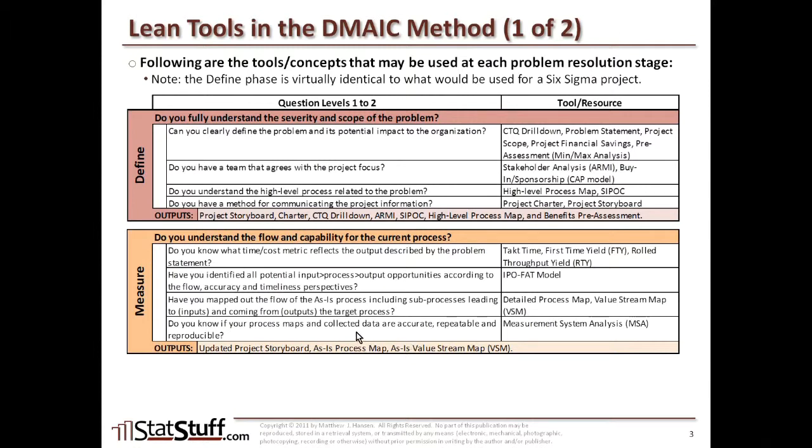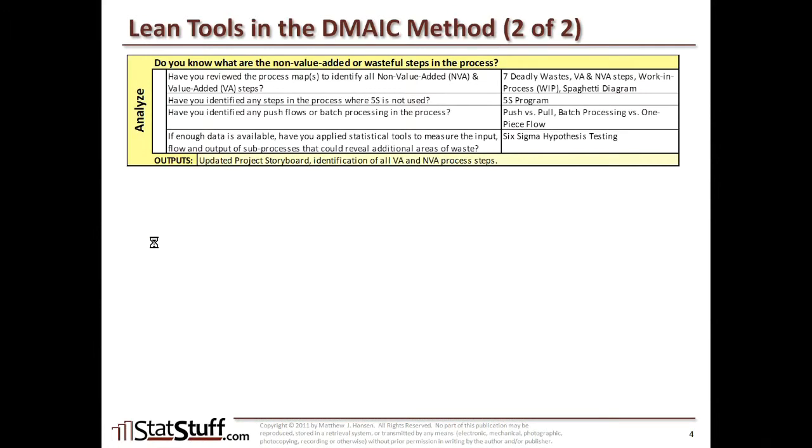And last, we want to ask within the measure phase, do you know if your process maps and the collected data are accurate, repeatable, and reproducible? And if you're not really sure, we might use a measurement system analysis or MSA to help answer that. Again, these are the sub-level questions that will help us in ultimately answering this top-level question for the measure phase. That is, do we fully understand the flow and capability for the current process? Once we can answer yes to that, then we're going to move on to the analyze phase.